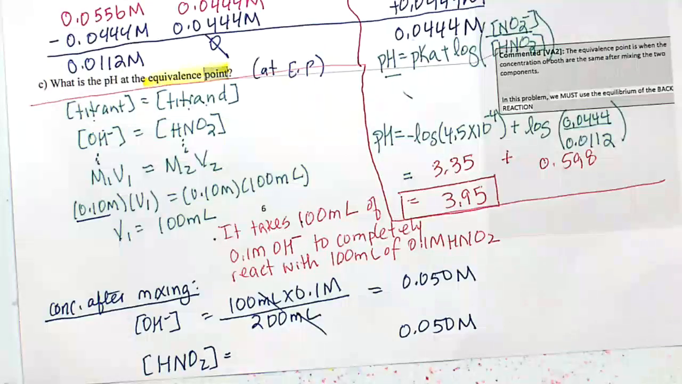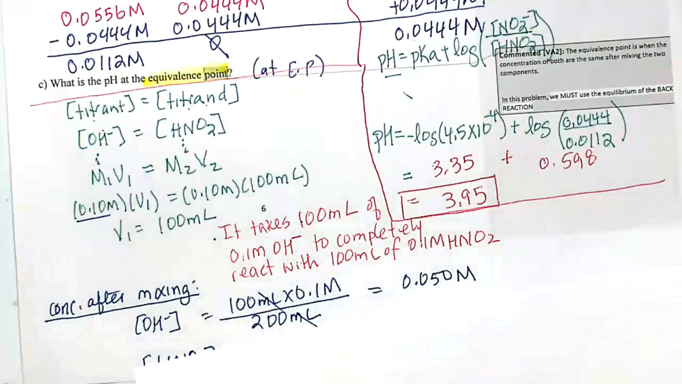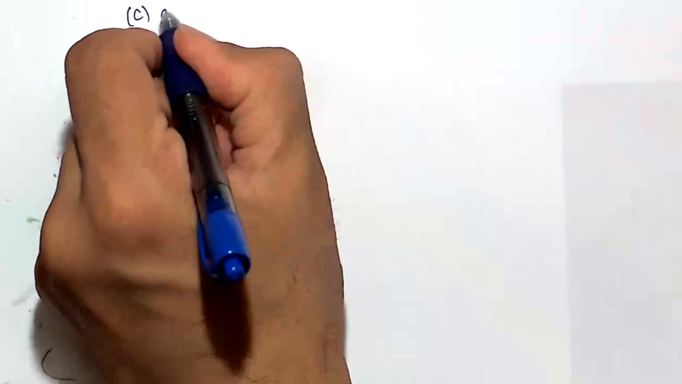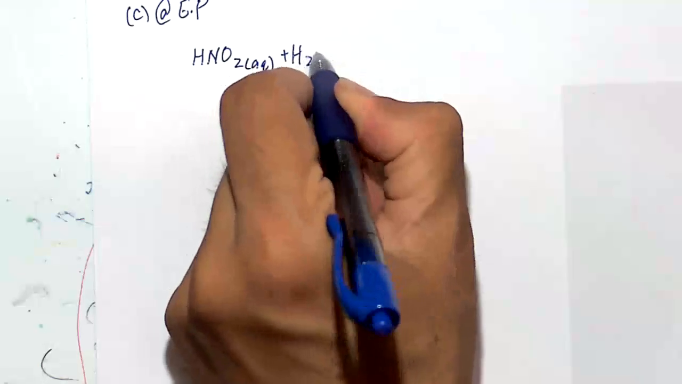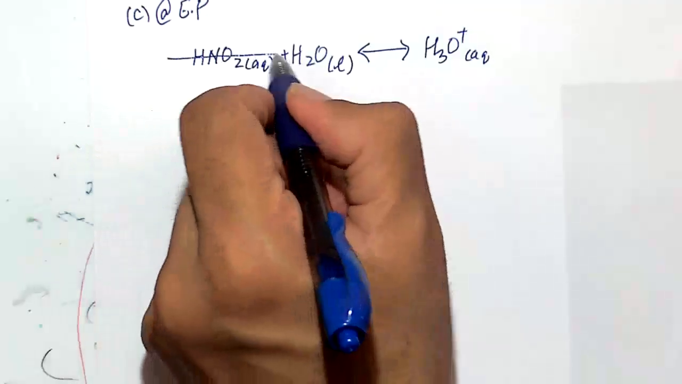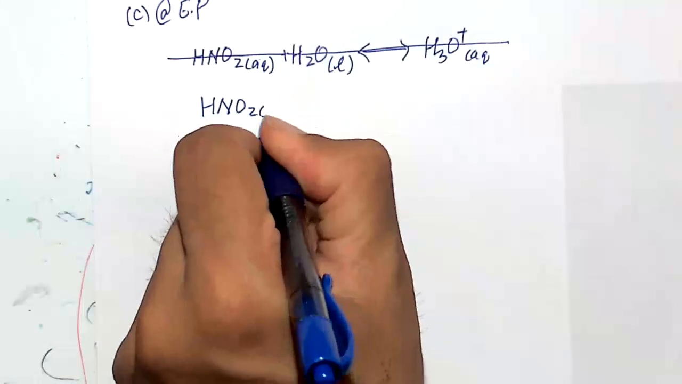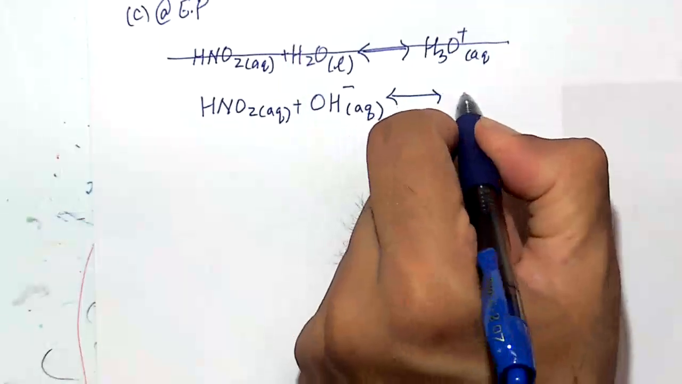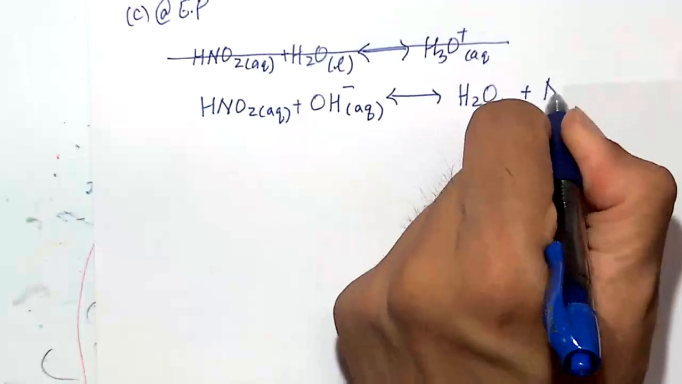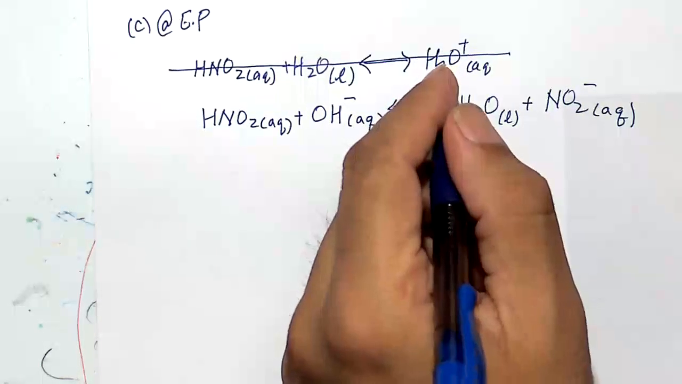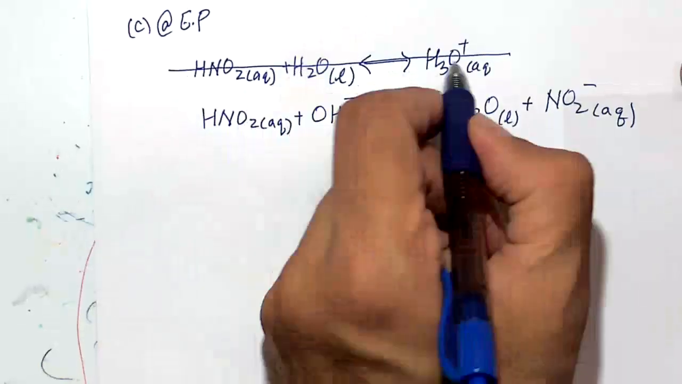All right, so what is the reaction that occurs here? Okay, this is part C at the equivalence point. Oh, I'm sorry. This is not the reaction. Okay. HNO2 aqueous plus OH minus goes to H2O liquid plus NO2 minus. Okay, so this is the reaction that happens when you add 100 mLs of NaOH. It's the same as part B when we added 80 mLs.